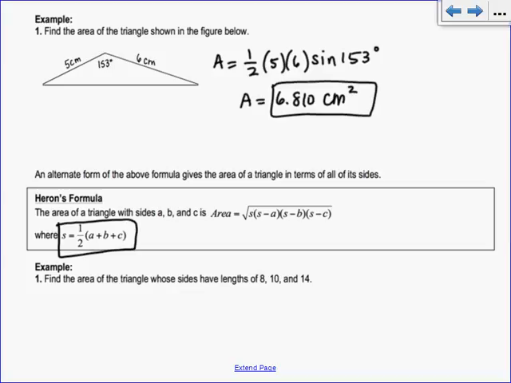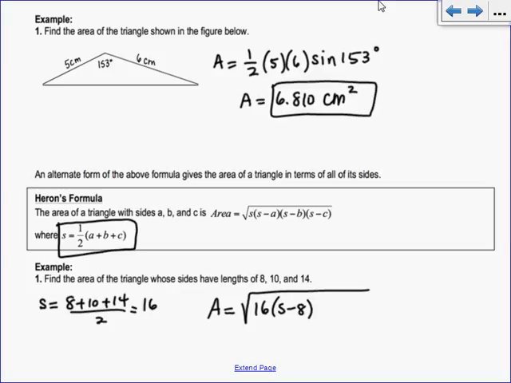So it says find the area of the triangle whose sides have length of 8, 10, and 14. So the first thing we find is S. So we do 8 plus 10 plus 14, and we divide by 2. So what do we have? 18 plus 14, 32 divided by 2, 16. And then our area formula, we start out with that 16, the S. And then we do S minus each of the sides. So 16 minus 8, 16 minus 10, 16 minus 14. So it's pretty easy. A lot of people will forget that S out front, though.